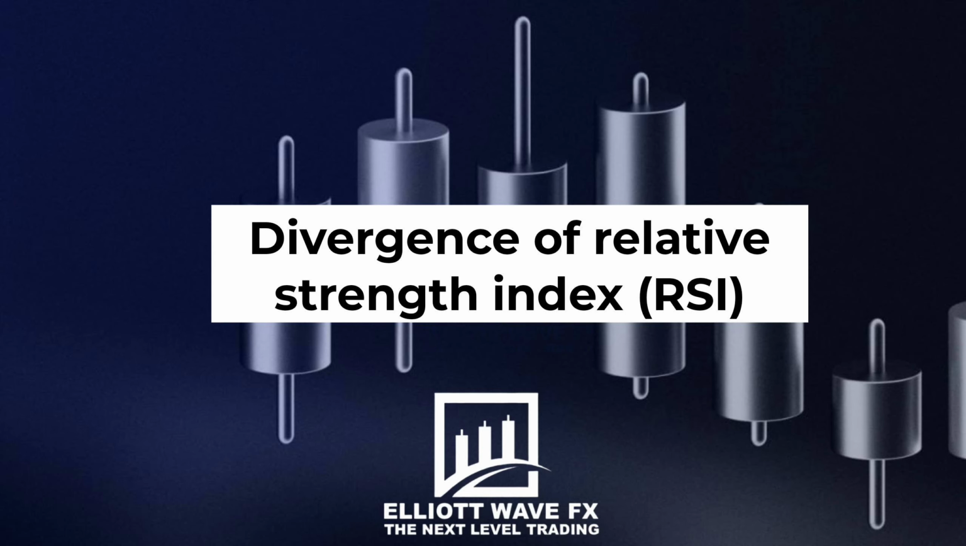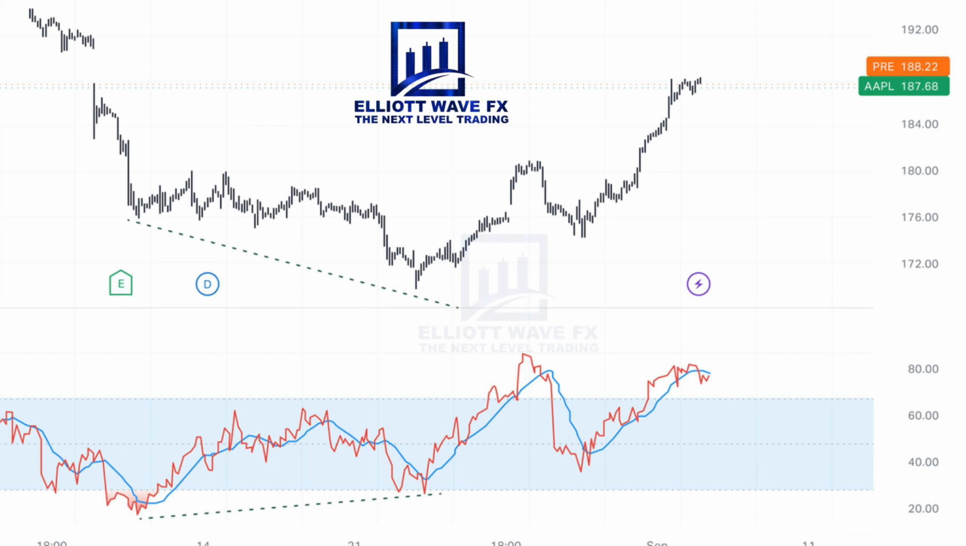Divergence in the Relative Strength Index RSI is a powerful concept in technical analysis that occurs when the price of an asset and the RSI indicator move in opposite directions. This non-confirmation between price action and momentum often signals a potential shift in the current trend strength. Types of RSI divergence. There are two main categories of RSI divergence, each with a regular and a hidden form.